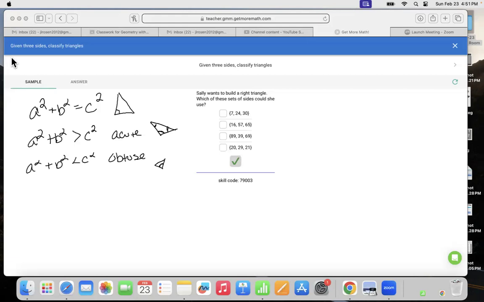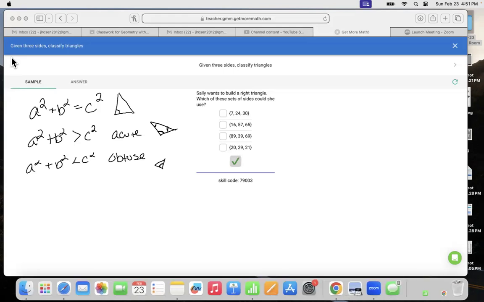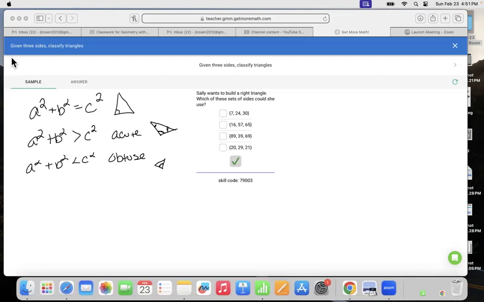You're definitely going to need a calculator for this one. Remember, when it's talking about being squared, it means multiplied by itself, not times two. So that's another trick to make sure you pay attention to. So when we're talking here about Sally and she wants to build a right triangle, that means we know it needs to be a squared plus b squared is equal to c squared. Okay. C squared is always going to be your longest side. So any of these, whether it's acute, right, or obtuse, c squared is always going to be your longest, right? So I'm going to use this as A, B, C.